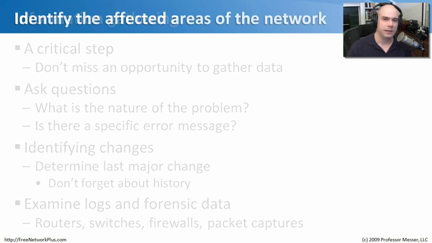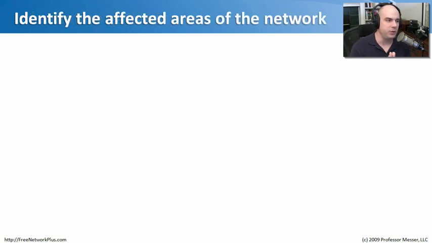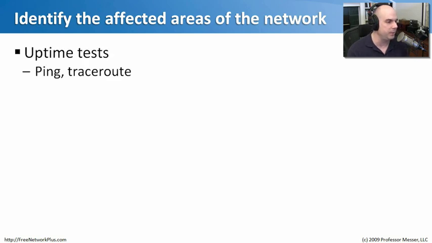Now that we've gathered some information from our users, it would be nice to know the scope of this particular problem. Is this something affecting everybody, or is it only affecting a small area of the network? You can start to do some of those things by running some uptime tests, run some pings, run some trace routes. In another module, we're going to talk about the process of actually doing these and how they function on the network.